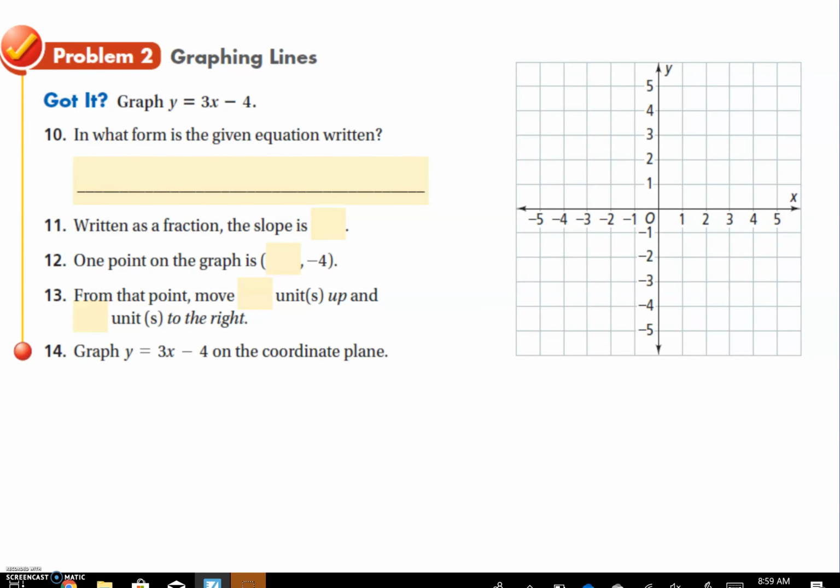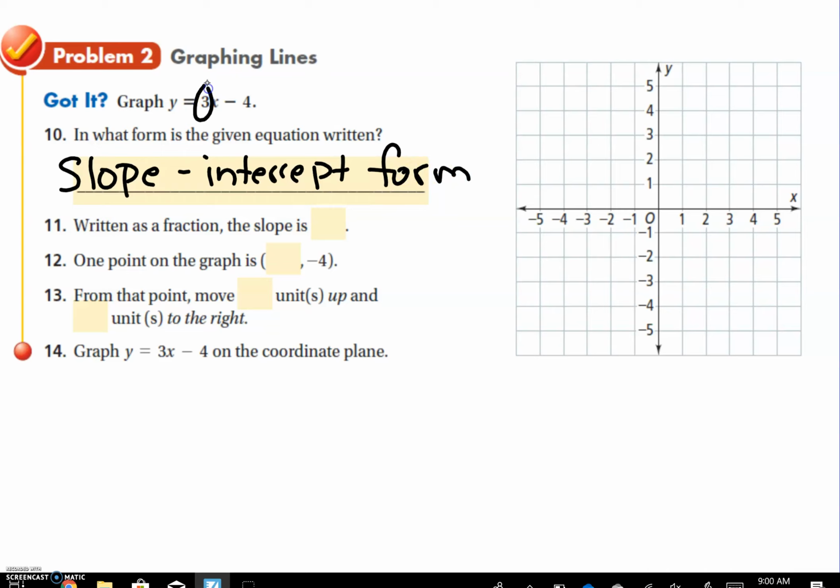Okay. Graph y equals 3x minus 4. In what form is the given equation in? This is slope-intercept form. Again, you should try and always put your equations into slope-intercept form. It's the easiest one to understand. It's the easiest one to read. Right, as a fraction, the slope.